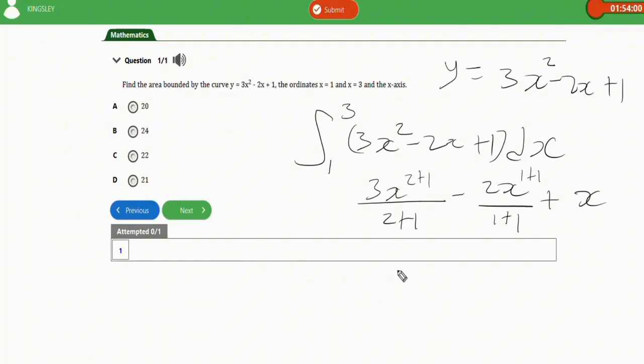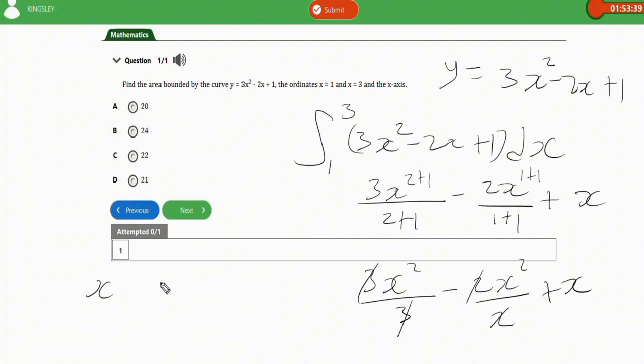Let's break this down. This is the same thing as 3x cubed over 3 minus 2x squared over 2 plus x. So the 3s cancel, and the 2s cancel. We are left with x cubed, because 2 plus 1 is 3, minus x squared plus x.